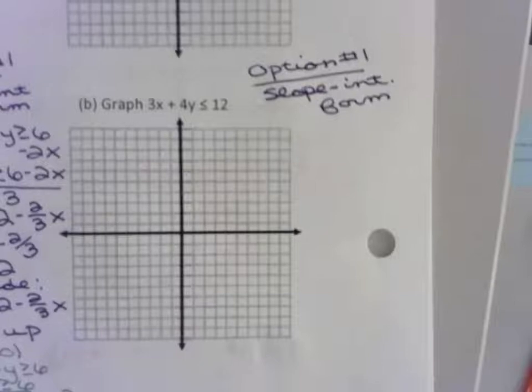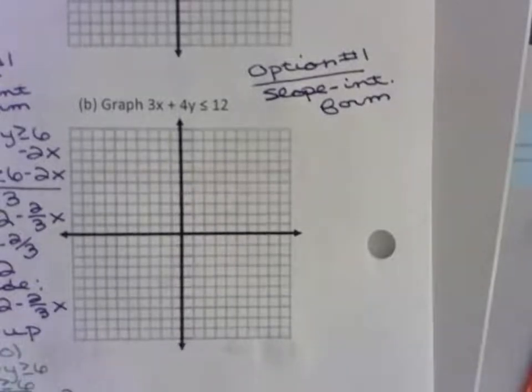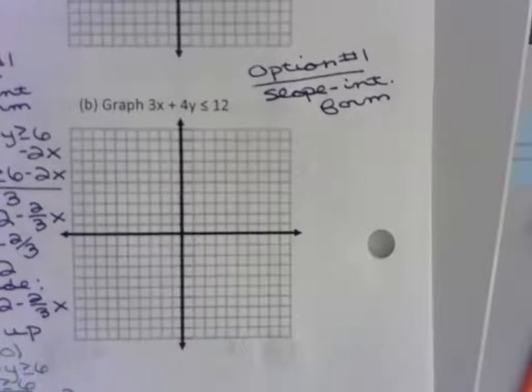So option 1 is slope-intercept form. Now, if y is already alone, then just do slope-intercept form. If it's in standard form like this, then you can decide which of the 2 you want to do. But if y is already alone, then just use slope-intercept form. Guys, keep your heads up for me, please.